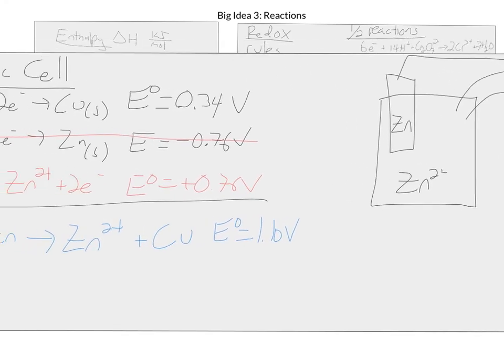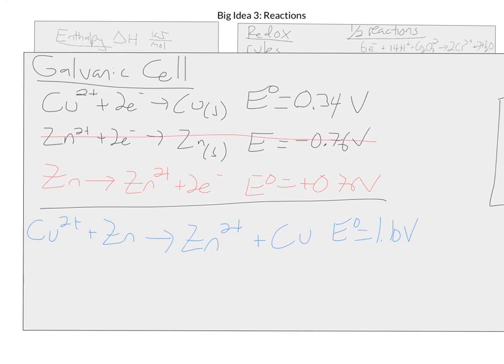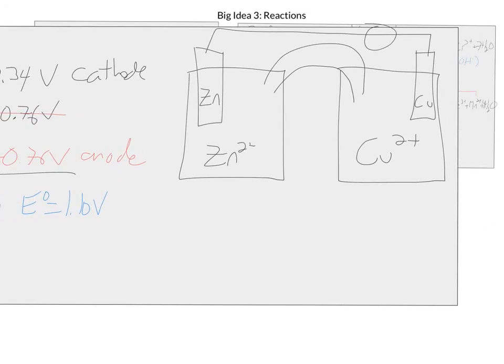Now over here we saw that the copper is going to be reduced, so that's going to be my cathode, and the zinc is being oxidized. That's going to be my anode. So the half reaction taking place at each cell: we have zinc turning into zinc 2 plus plus 2 electrons. That shows us that this electrode is actually dissolving. The mass of that one is decreasing because it's going from solid to aqueous.